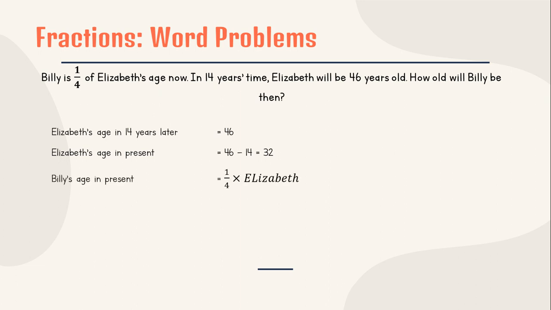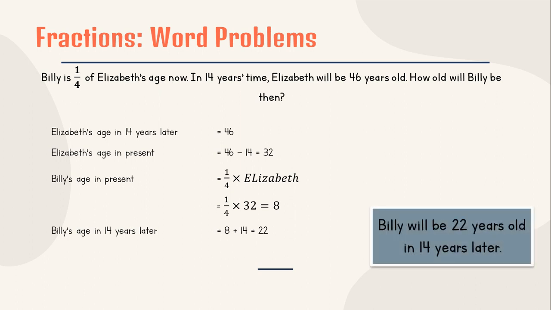How to find Billy? 1/4 of Elizabeth. 1/4 times Elizabeth. So, 1/4 times 32 equals 8. Is that the final answer? No. The final answer is the 14 years later. So what do we have to do? Billy's age in 14 years later is 8 plus 14 equals 22. So that's it. Any question? No? It's kind of easy, yeah? So Billy will be 22 years old in 14 years later.